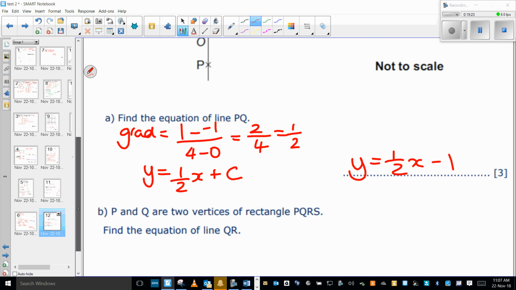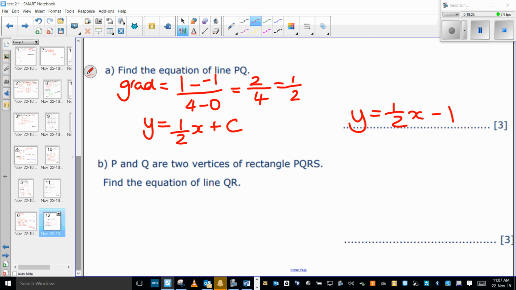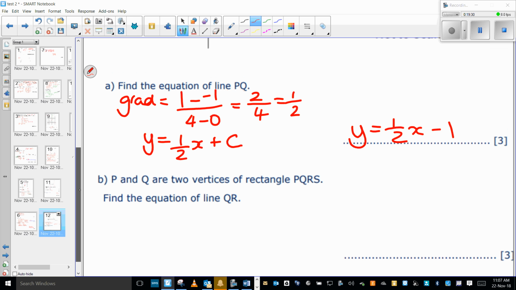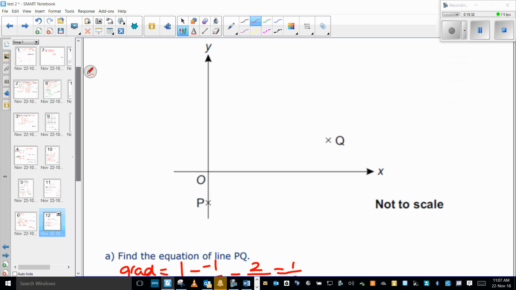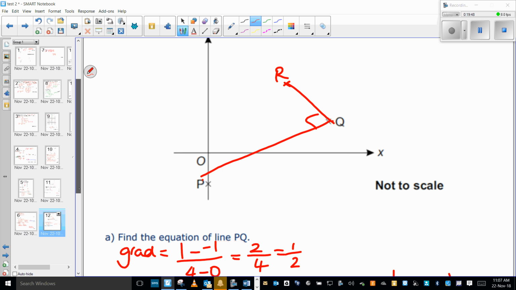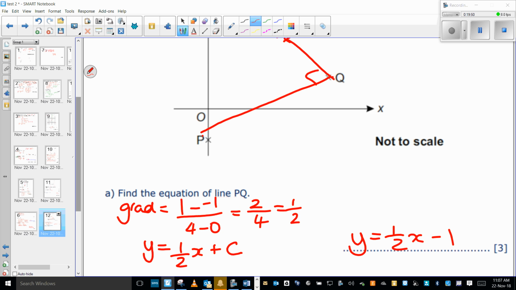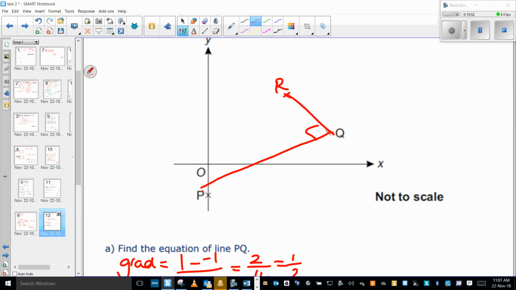P and Q are two vertices of rectangle PQRS. Find the equation of QR. Okay? So it doesn't really matter where R is. But what would the relationship be? If I pretend that R is up here, what do I know about this part and this part? They're perpendicular, yes? So if I knew the gradient of this, we just worked it out to be 1/2. What would the gradient of this line be? Okay. Emily?